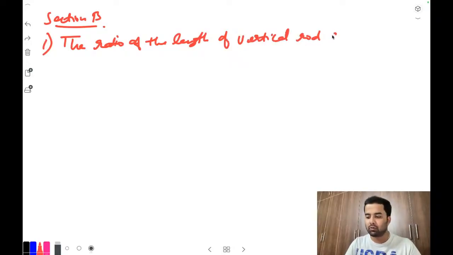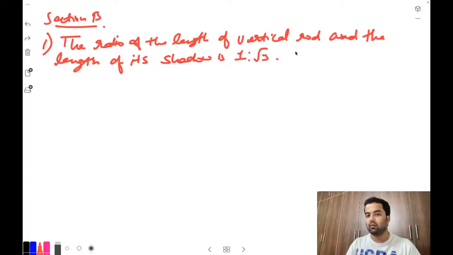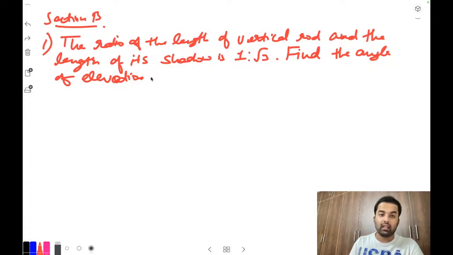Today I am going to write the whole question, then only you will understand better, okay? Because this chapter particularly is all about word problems only. And the length of its shadow is, better you also copy with me, okay? 1 is to root 3. Find the angle of elevation. Question is this. Here the ratio is given.